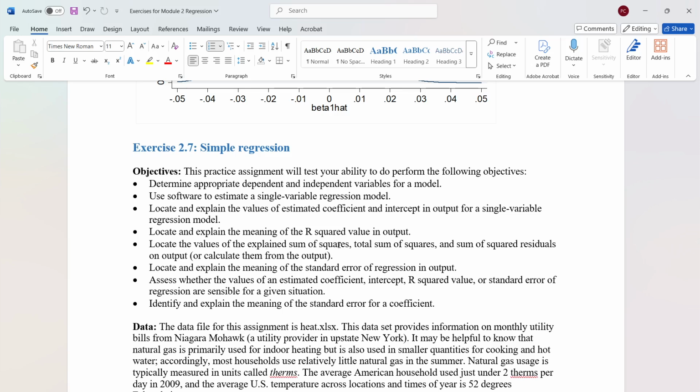Those main points in the ANOVA, and the table at the top of a regression output from Excel and the coefficient at the bottom of a regression output from Excel should be reasonably sensible. Okay. Locate the values of all of those, locate and explain the meaning of the standard error of regression in output, which is wonderful. That's basically the standard deviation of the residuals. Assess whether the values of an estimated coefficient, intercept, R-squared, or standard error of regression are sensible for a given situation. Identify and explain the meaning of the standard error for a coefficient.